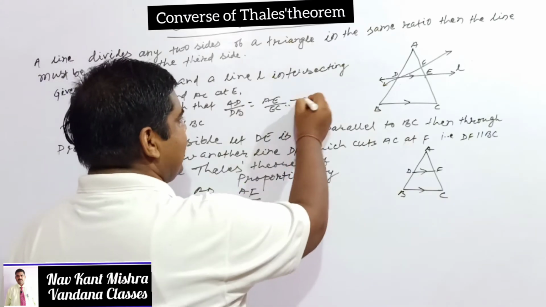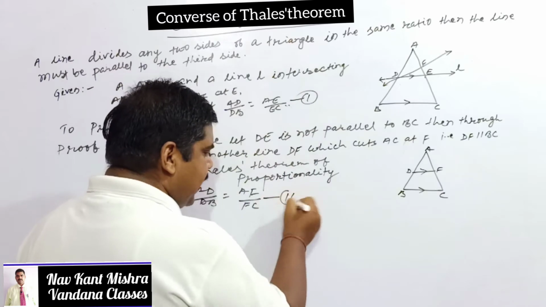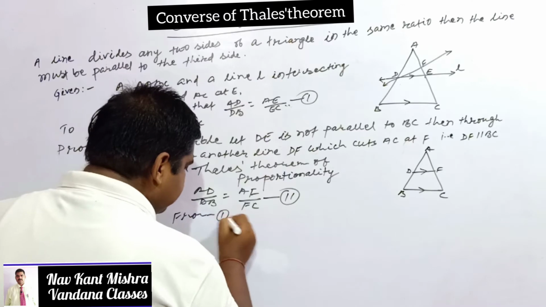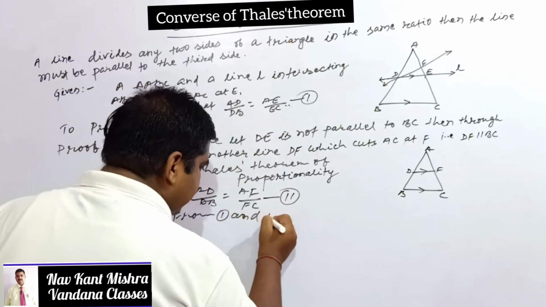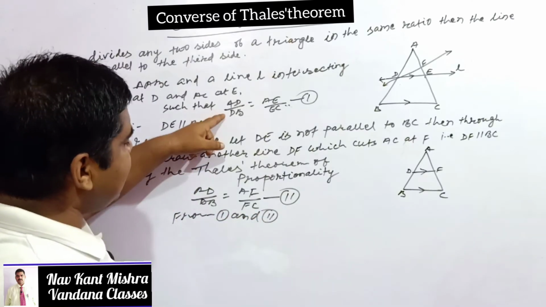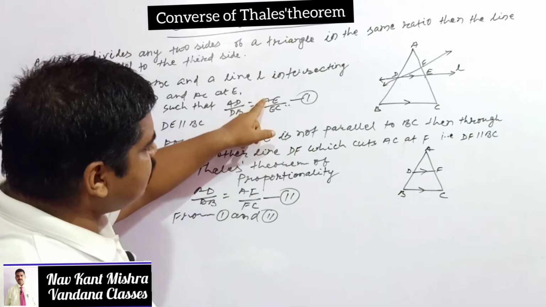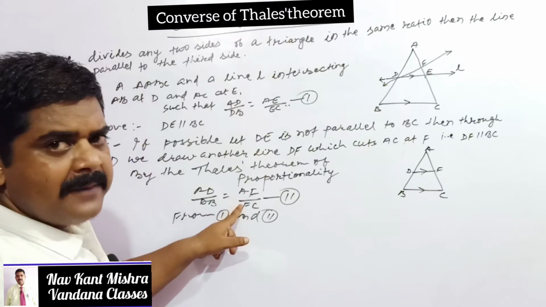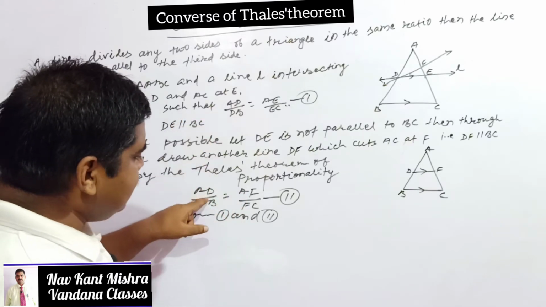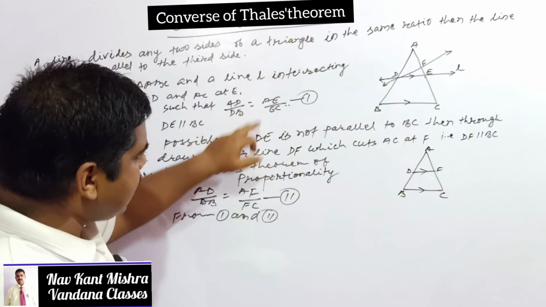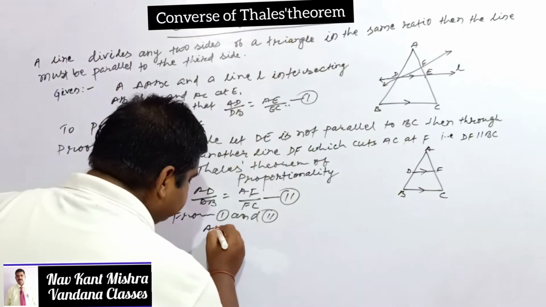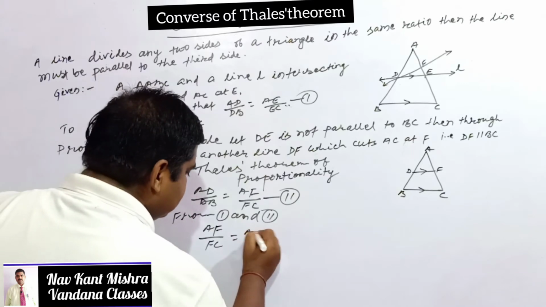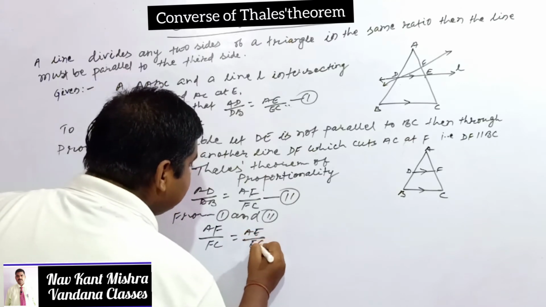Now this is considered as first and this is considered as second. From first and second, you can see that AD upon DB is equal to AE upon EC, and AD upon DB is equal to AF upon FC. LHS parts are equal, and this is why RHS parts are also equal. So AF upon FC can be written as AE upon EC.